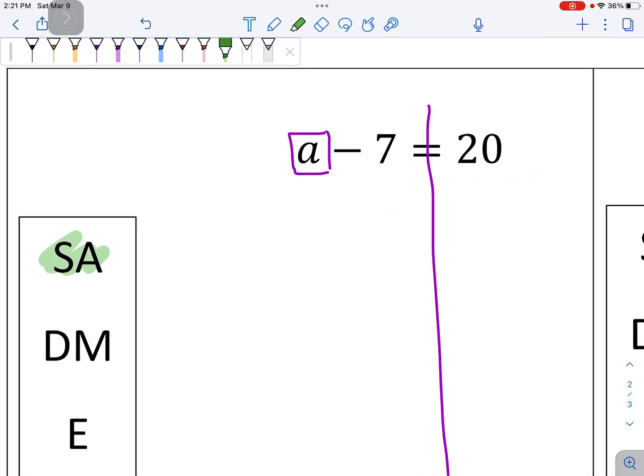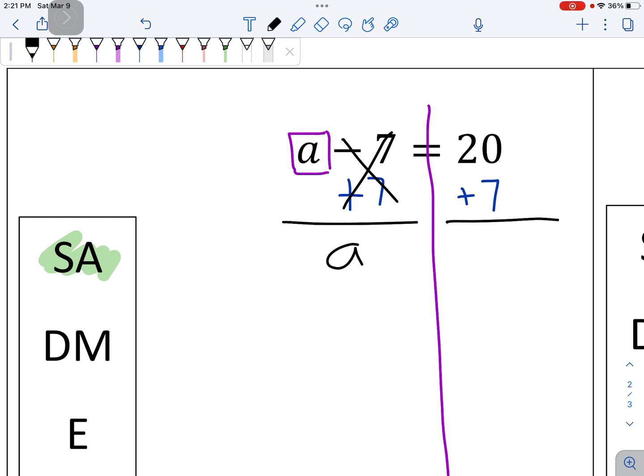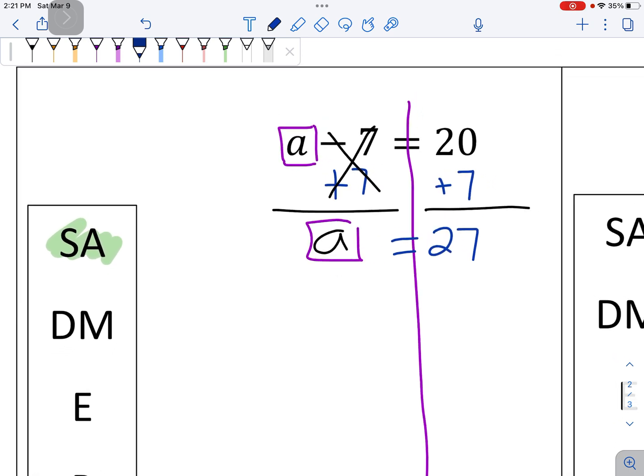Opposite PEMDAS says we've got to get rid of this subtraction and addition. So to get rid of minus 7, plus 7, make your lines. The 7's cross out, we're left with A in the box. And on the other side, 27. All right, wow, that was really fast. This says A equals 27.